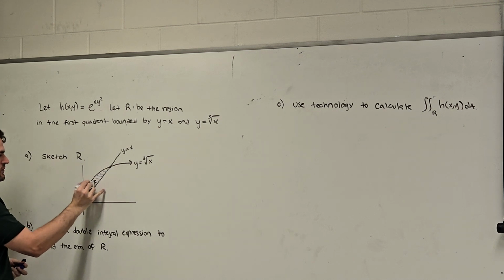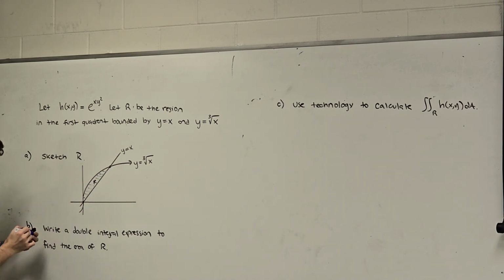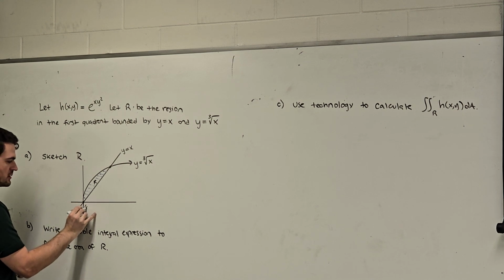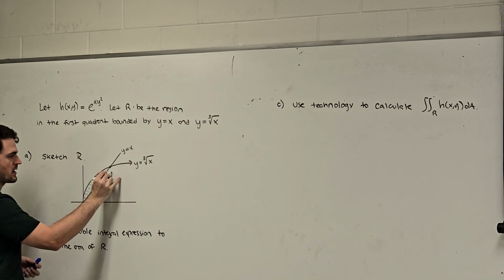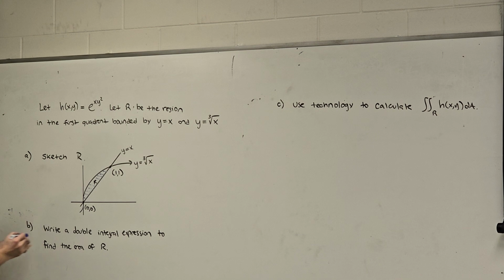Because I have Desmos in front of me, I'm just going to clearly label all of my intersection points. I've got (0, 0), and I've got this point here, which is (1, 1). That's it for part A, just sketch this region that we're interested in. Part B says write a double integral expression to find the area of R.